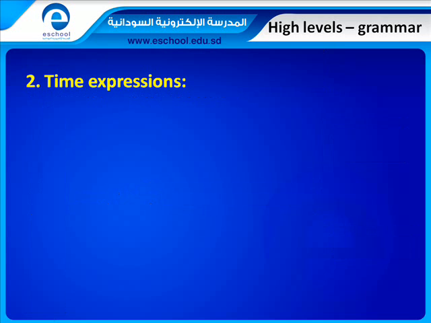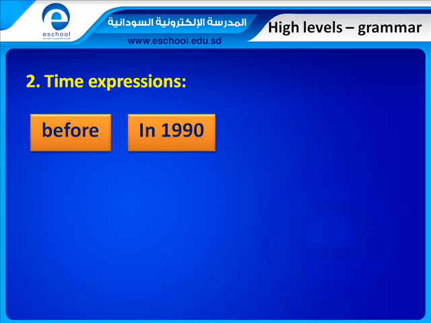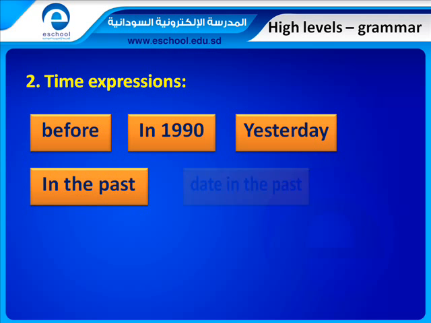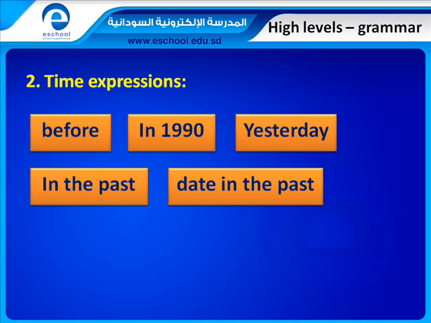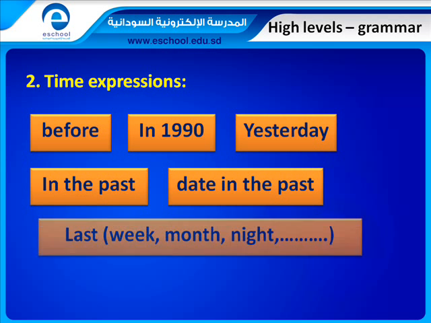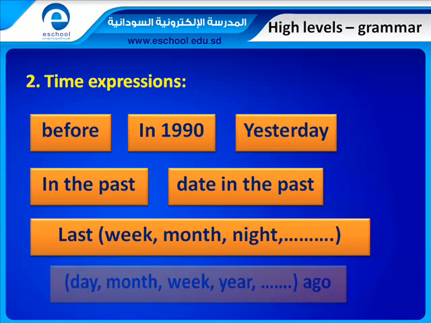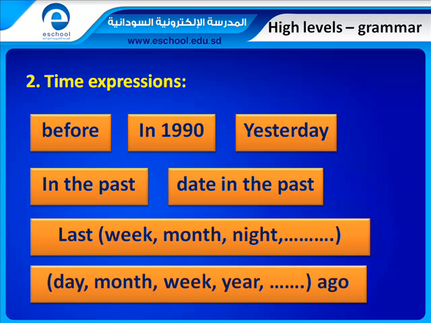Our time expressions of the past simple are: before plus time, in plus a date in the past, yesterday, and as we said, a date in the past, last plus time, like last week, last month, last night, last year, and also time plus ago: a day ago, a month ago, a week ago.